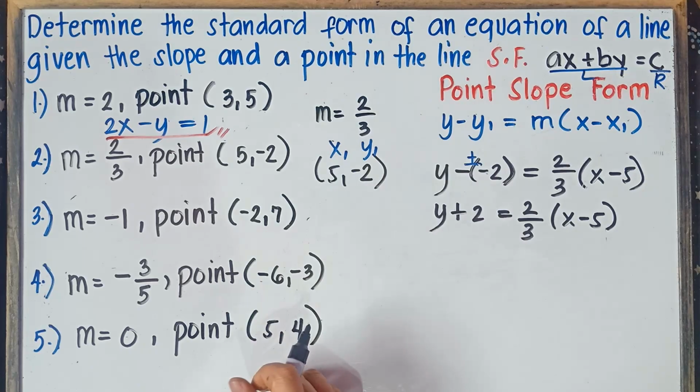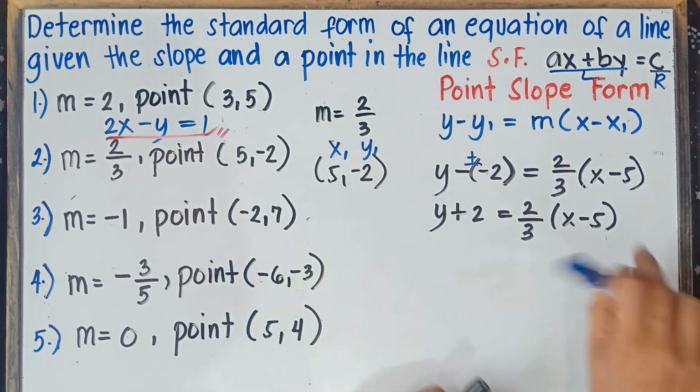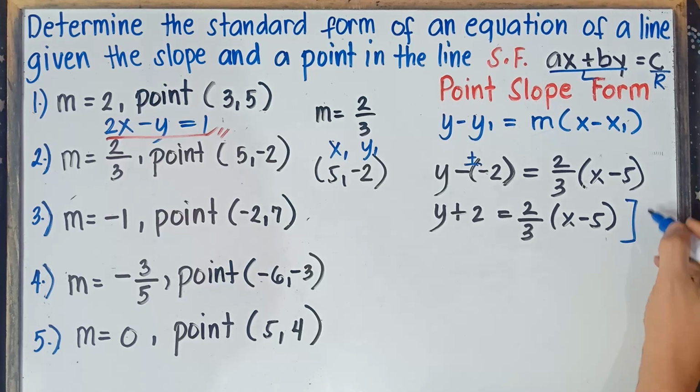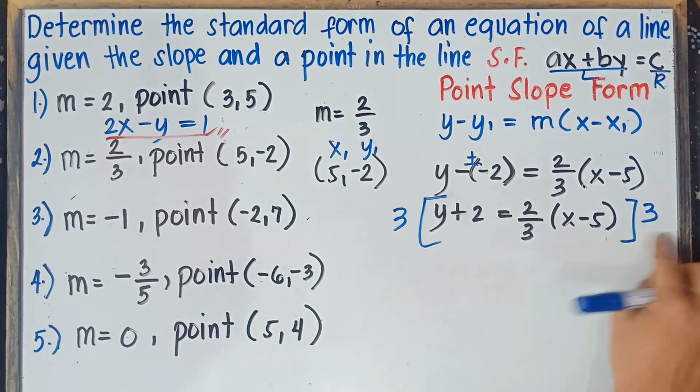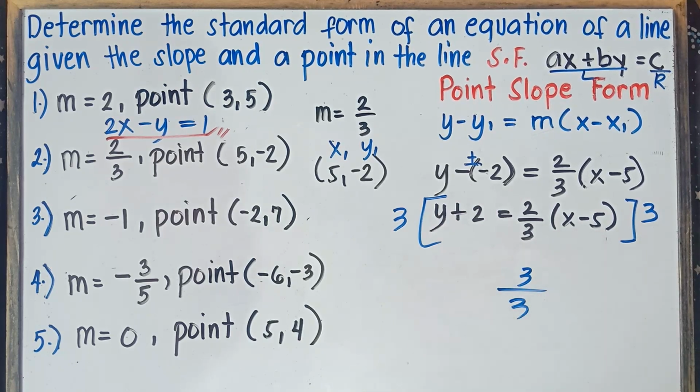Question, why is that, sir? Because 3 multiplied by this one, we can just simply cancel this out, because 3 divided by 3 would be equal to 1.